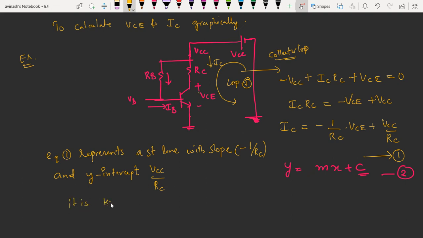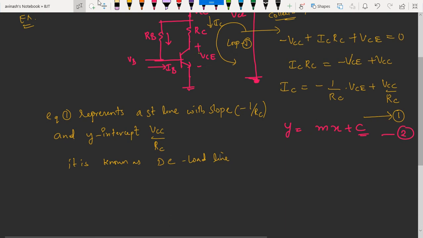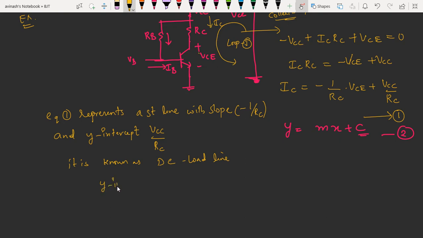It is known as DC load line. What is the y-intercept value? Y-intercept is VCC by RC. That is when x is equal to 0. To obtain y-intercept, x is equal to 0. To obtain x-intercept, put y is equal to 0. X-intercept will be just VCC. That is when y is equal to 0.